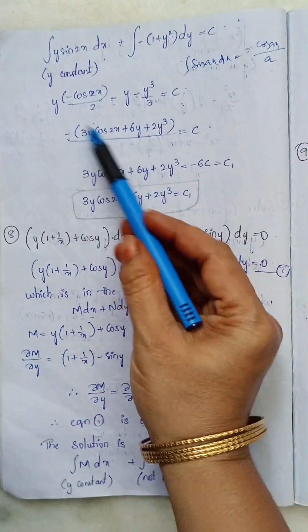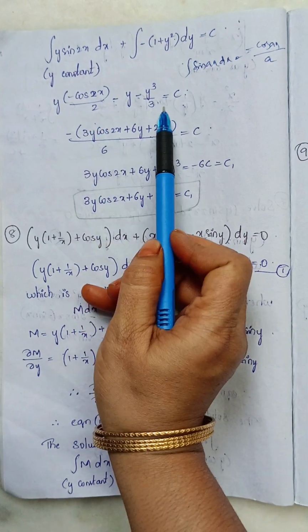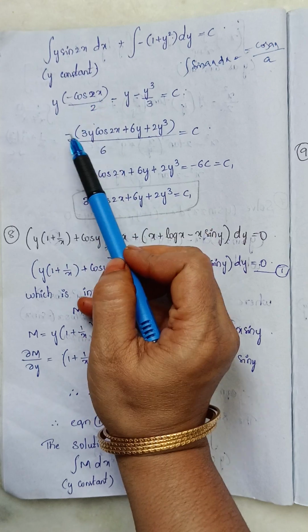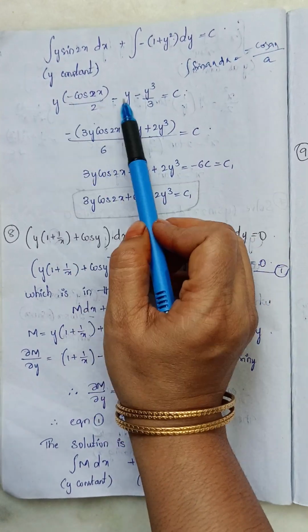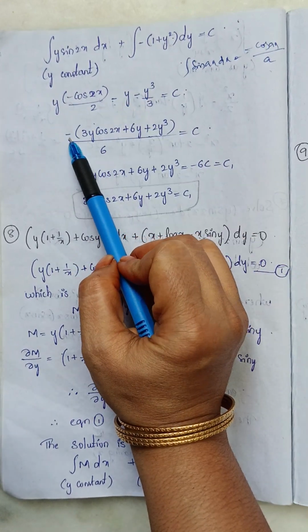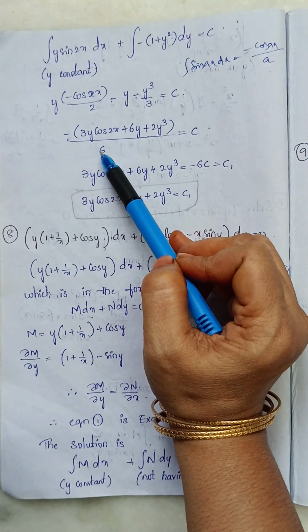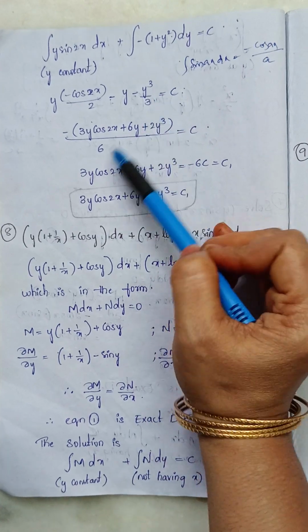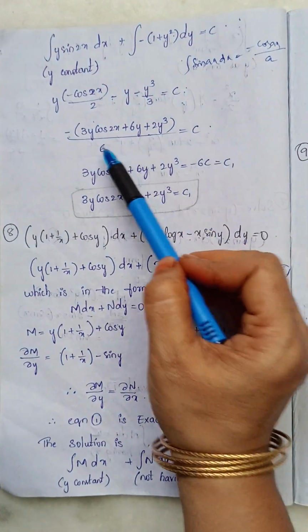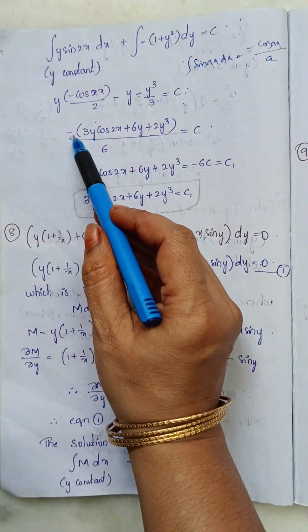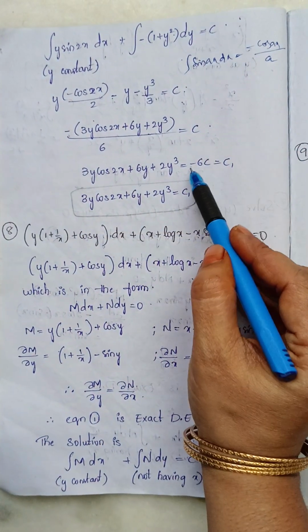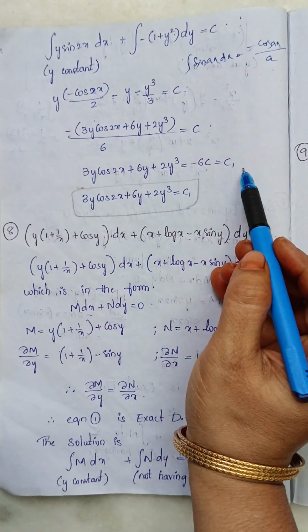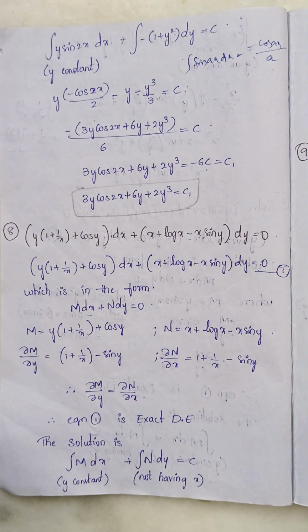Now we can simplify this by taking 6 as the LCM. Here 3y cos 2x, and minus is taken common, since every term contains minus. So with 6 as the LCM, 6y, and plus, since minus common means plus, 3 twos are 6, so 2y cube equal to c. You can take this to the other side, and minus 6c is nothing but c1. So this equal to c1 is the required solution of the given differential equation.